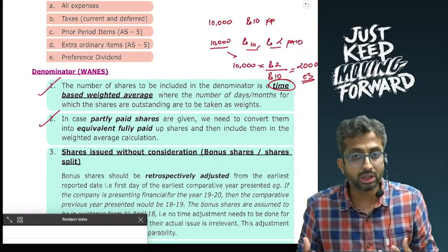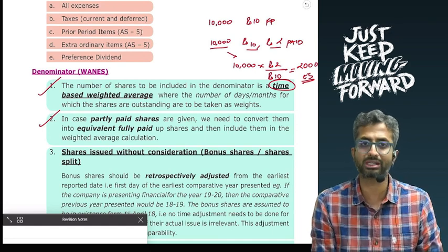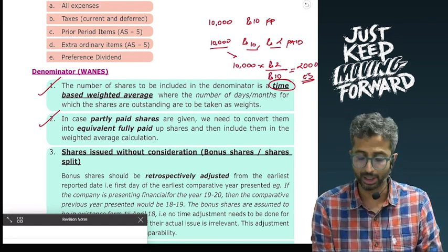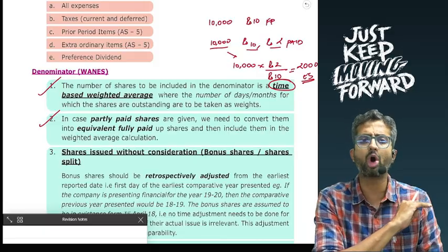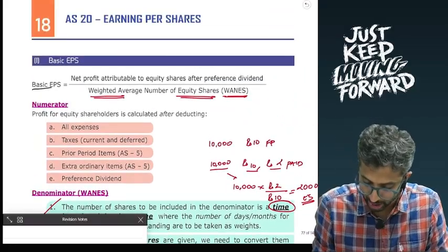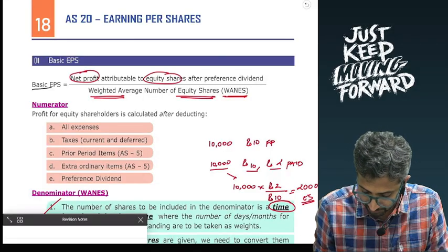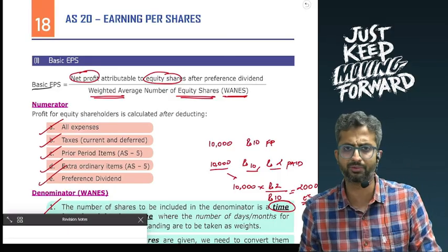It can be even extraordinary items and even preference dividend. Remember, equity shareholders get money after even preference shares are paid off, and hence you will consider all items. And then what you get in the numerator is the net profit attributable to equity shareholders. This is after all expenses, all taxes, prior period items, extraordinary items, as well as preference dividend.